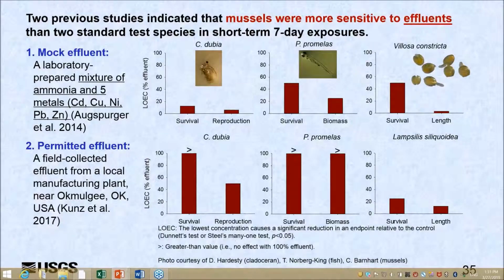Several years ago, when we worked with the Fish and Wildlife Service in North Carolina and Oklahoma, we tested some mock effluents and field-collected effluents side by side with the two standard species. You can see the mussel growth was affected at a lower concentration in the mock effluent study and the field effluent study. So the two standard species do not represent the sensitivity of mussel in these two cases.